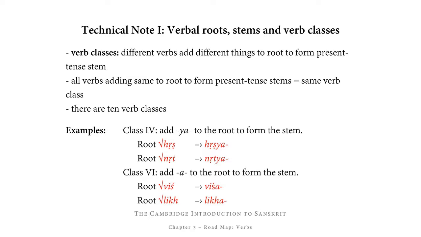To give you just 2 examples of this, what is considered class 4 is any verbal root that adds ya to the root in order to form the present tense stem. So, for example, the root hrish, which means to be excited or to be happy, has a present tense stem hrishya-. The root nrit, meaning to dance, has a present tense stem nritya-. Class 6 roots, on the other hand, do not add ya. Instead, they add a to the root in order to form the present tense stem. And so from the root vish, we get a present tense stem visha-. From the root lik, we get a present tense stem lika-, and so on.